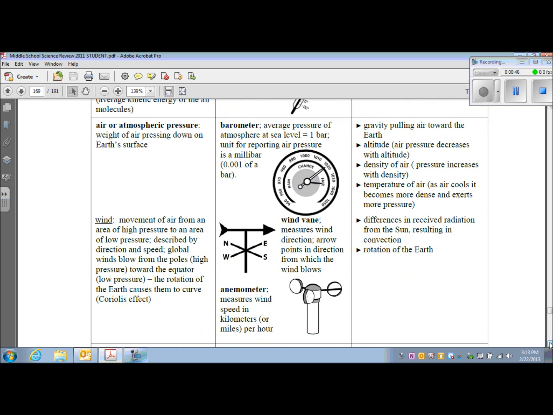Air or atmospheric pressure is the weight of air pressing down on Earth's surface. To measure air or atmospheric pressure, we use a barometer. It is the average pressure of the atmosphere at sea level, 1 bar. The unit for reporting air pressure is a millibar.